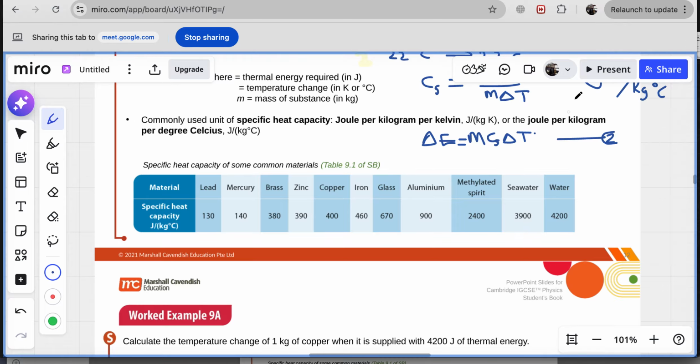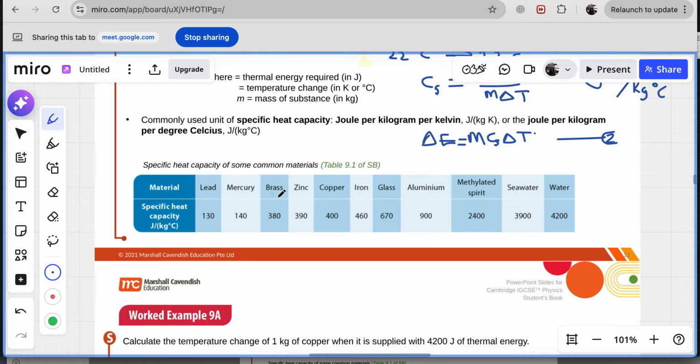Now, these are different specific capacities for different substances. Please pay attention. This is very important in IGCSE. The calculations are always here. You're going to get calculations from here in the exam. So please pay attention to how to use the formula, how to remember the formula, and how to write the units for specific capacity. Different materials have different specific capacity. For example, lead is 130 joule per kilogram per degree Celsius.